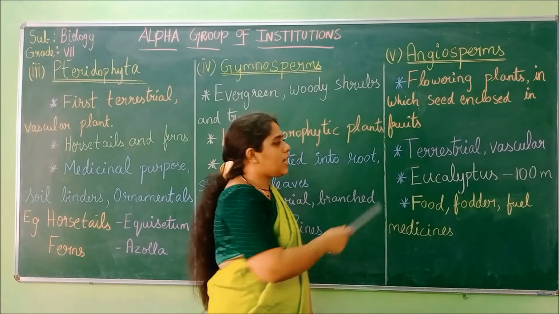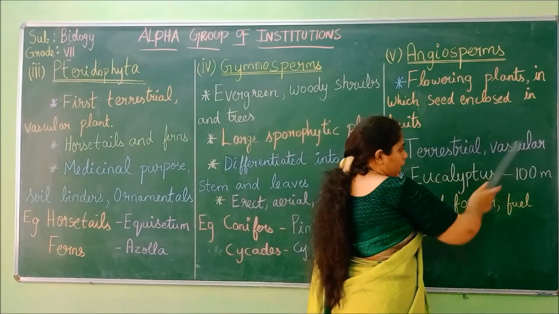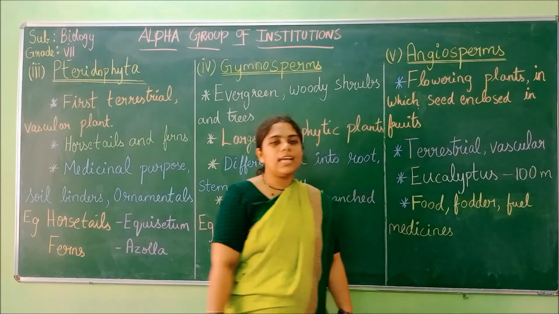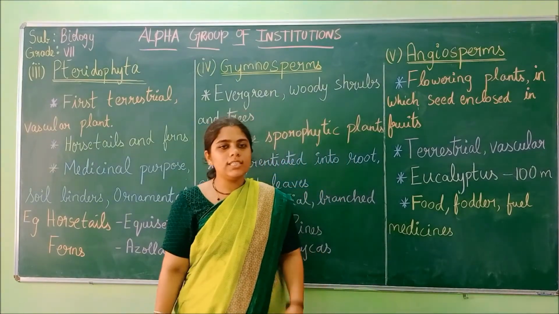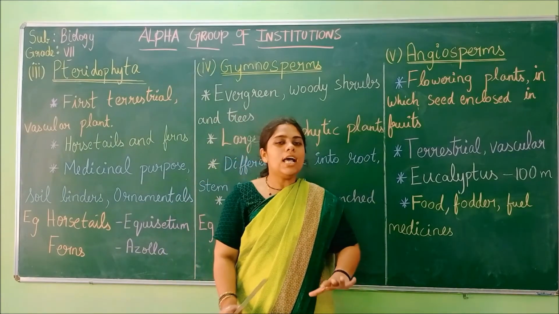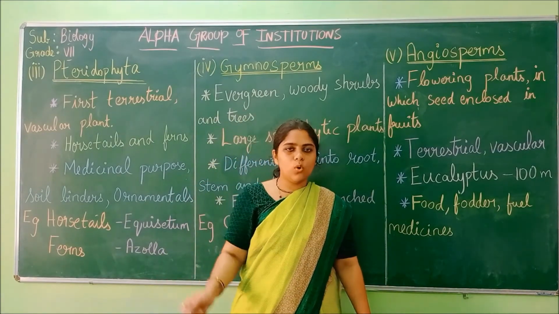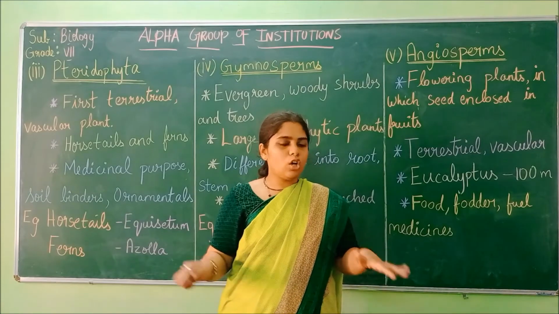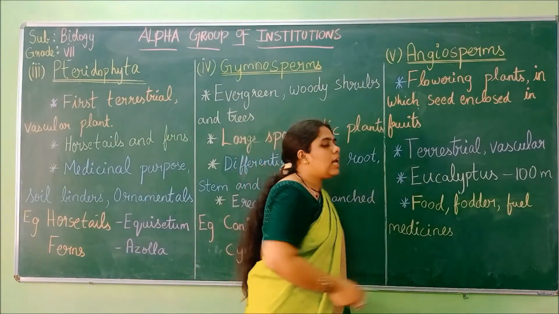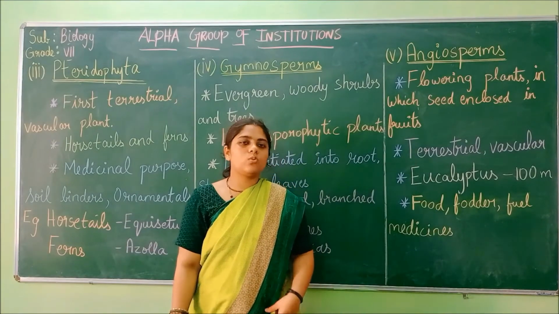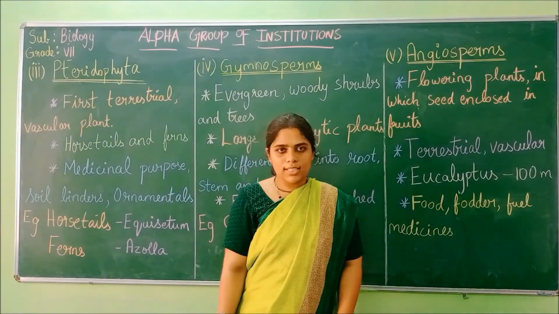Next is terrestrial and vascular. So these angiosperms are terrestrial. Terrestrial means they will grow on land alone. There is no aquatic or marine. They do not grow on the water surface. They grow only on the land surface. So that is why they are called terrestrial.